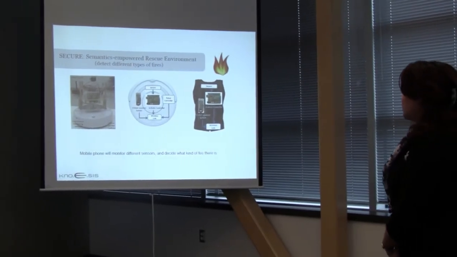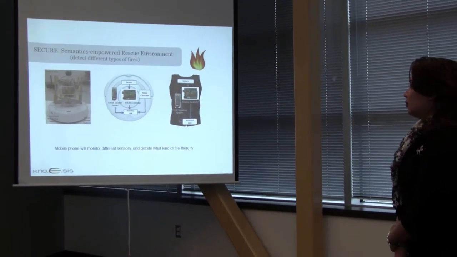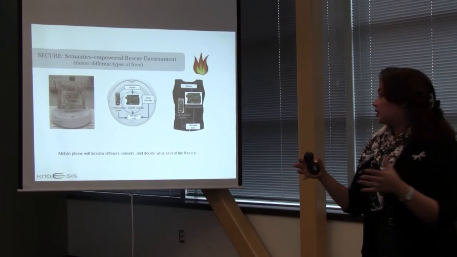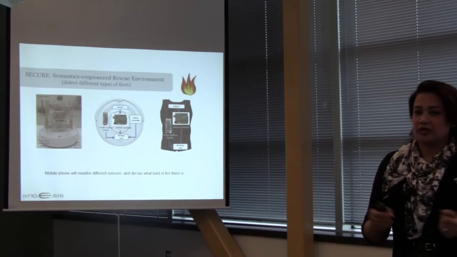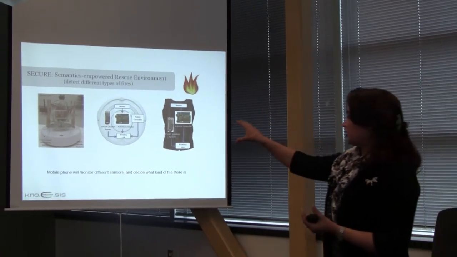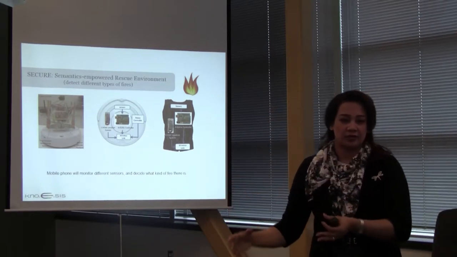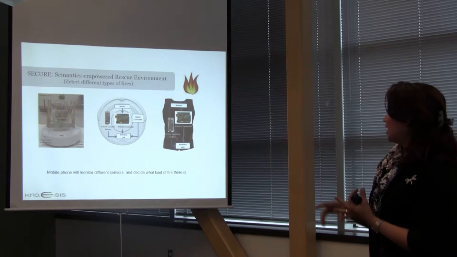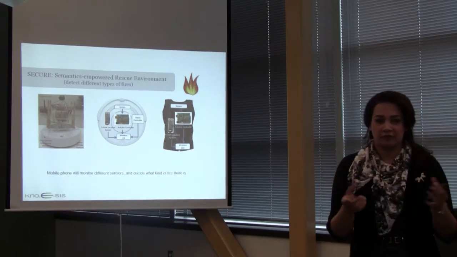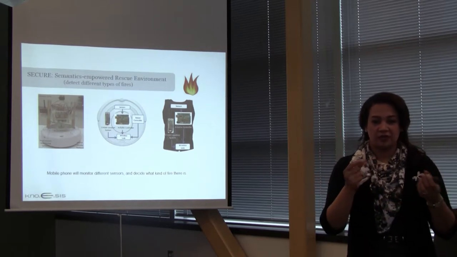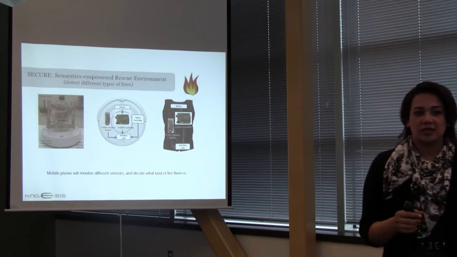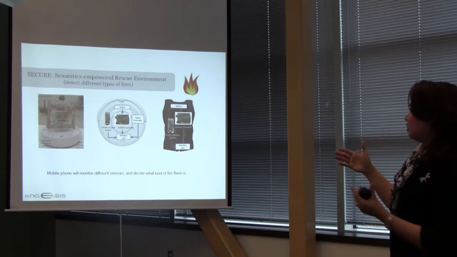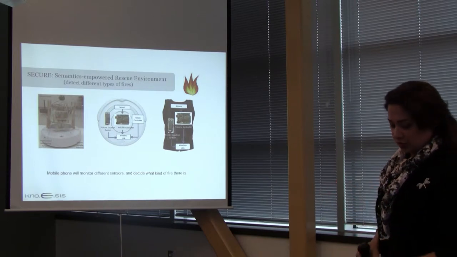Semantic empowered skilled environment. Here is a mobile phone which will monitor different sensors. This system is for detecting fire and will say which kind of fire we actually have. We keep this mobile phone somewhere close to a fire, and by having different sensors, let's say temperature, it can decide what kind of fire it is. We have different kinds of fire: danger fire, candle fire, and fire which contains chemical things like nitrogen, monoxide, carbon. So it can say what this fire is. Is it danger or not?